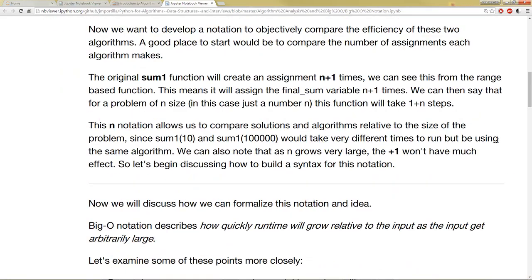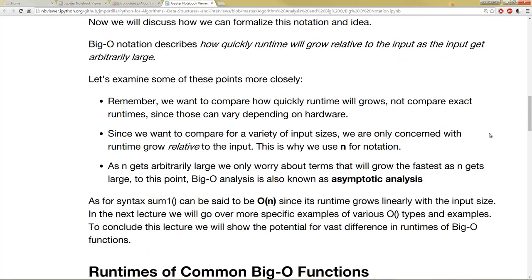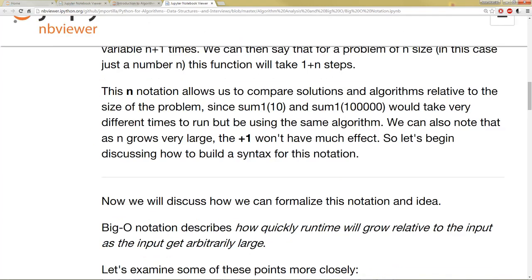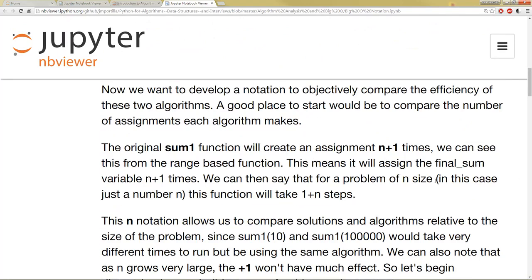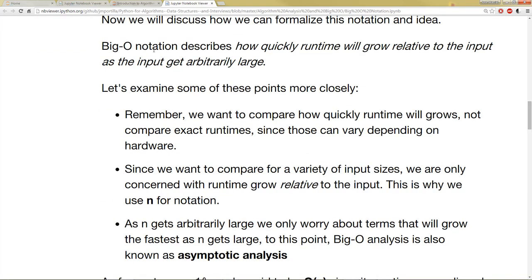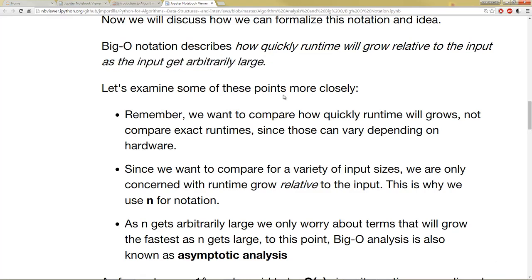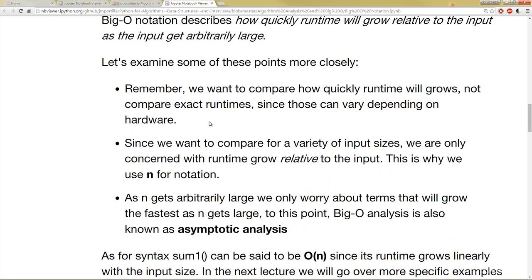Let's scroll down here and zoom in a bit so we can discuss the formality of Big O notation. Formally, Big O notation describes how quickly runtime will grow relative to the input as the input gets arbitrarily large. So there are 3 points there. Let's examine them more closely.